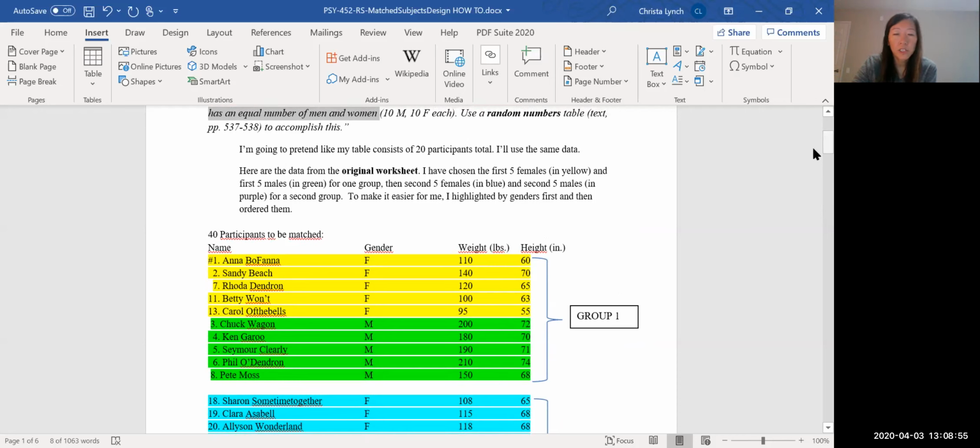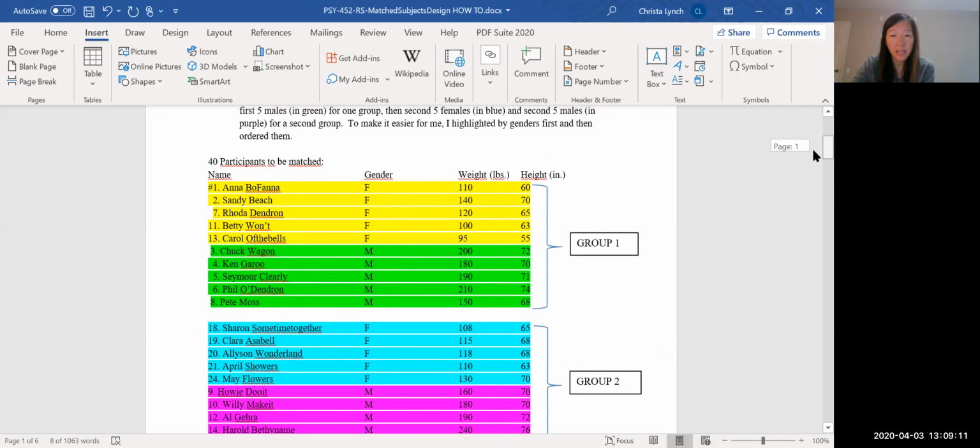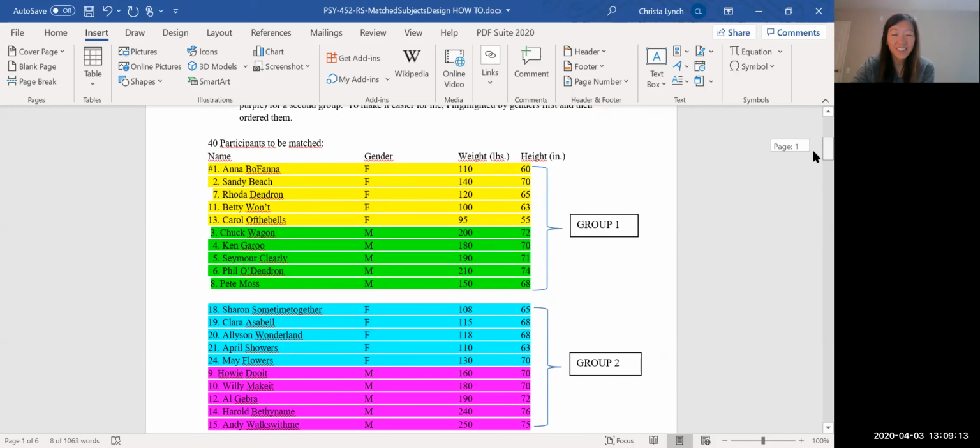And so I just looked at the data, the original 40, and I just took the first 20, right? The first 10 females and the first 10 males from that data set. And then that is going to become my data set that you are not going to do. But yeah, so this is the data set I'm using. So you can see how I divided that up.